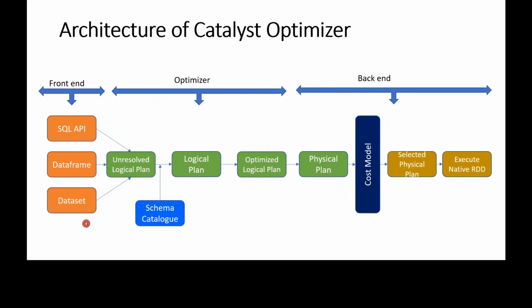We can develop a solution using the DataFrame or SQL API. Let's say we are using the SQL API and we are submitting a query: select star from employee where employee type equal to manager. When we submit this code for execution to the Spark engine, the first step is that it will create an unresolved logical plan. When I say unresolved logical plan, it will just create a high-level plan for the submitted code. Also, in this phase, it will check the semantic and syntax correctness.